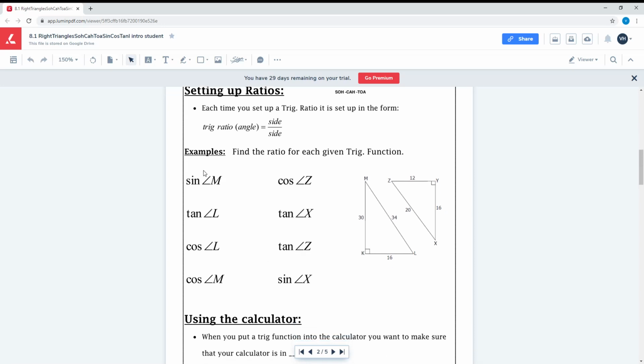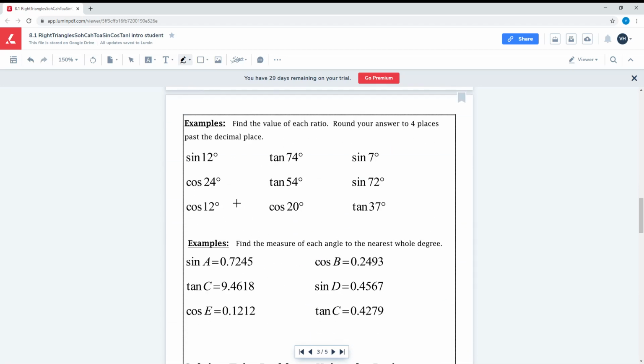So remember, if we're looking at sine m, we remember SOHCAHTOA right here. So sine m would be our opposite length, which is always opposite of the angle, so that would be 16, over our hypotenuse, which is always across this 90-degree angle, right? So that would be 34, and that's it. Like, we are just setting up ratios. We didn't do any calculations in this part. And then we moved on to actually finding the decimal for this.